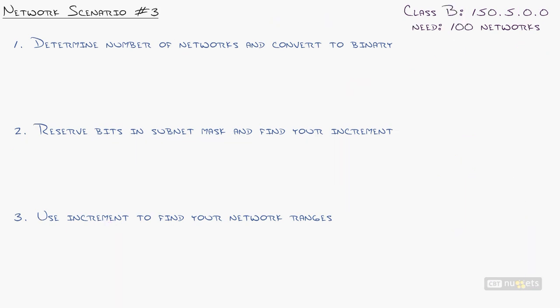All right, let's go outside the Class C world into a Class B network, 150.5.0.0. And we need, in this case, 100 networks. So first step, convert the number of networks to binary, 128, 64, 32, 16, 8, 4, 2, 1.